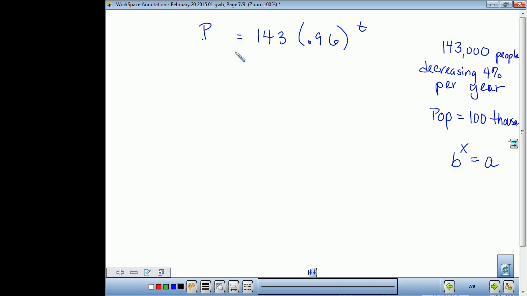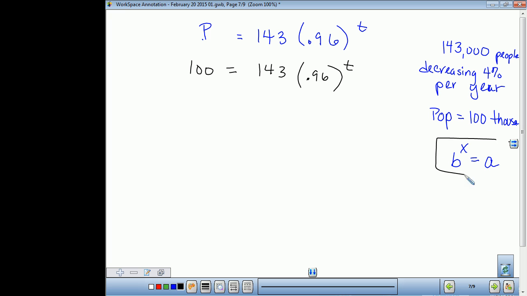All right, here's my next problem. A population of a city, starting off with 143,000 people, is decreasing at a rate of 4% per year. When will the population hit 100,000? Before, all we did on our calculator was shift it down, minus 100, and look at the 0. How do we do it now? We set it equal to 100. And we can solve it algebraically now.